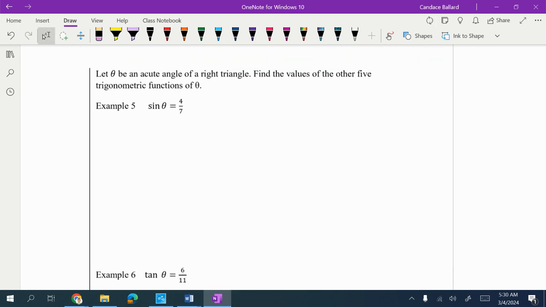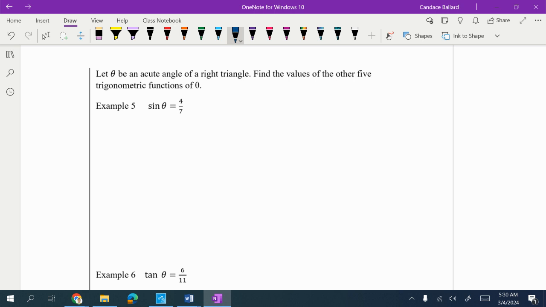Next, we are going to look at this, which is really the same thing we've been doing, but we're going to look at it from a slightly different approach. So it says, let theta be the acute angle of a right triangle. Find the values of the other 5 trig functions of theta. So the first thing we're going to do is we're going to take whatever we can get for free and we're going to flip the reciprocal.